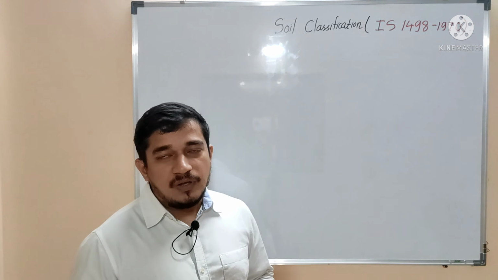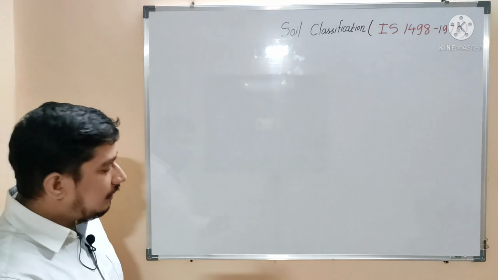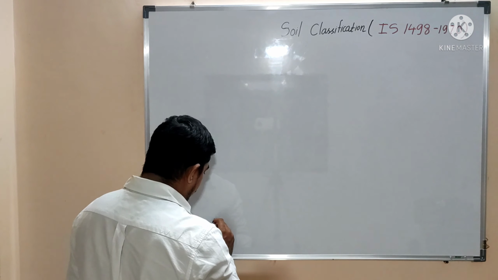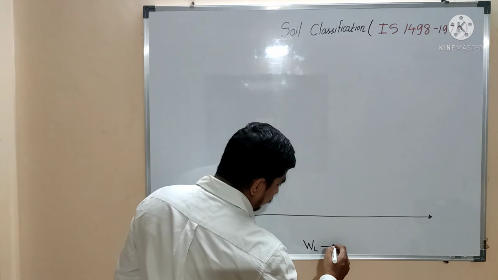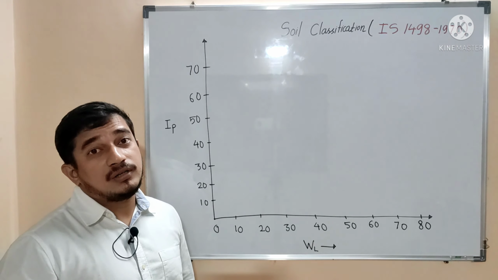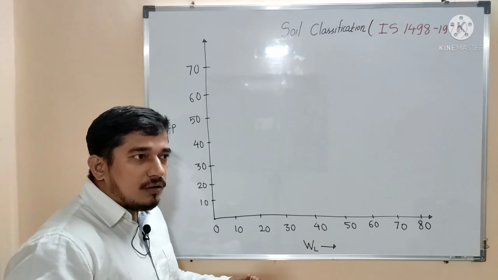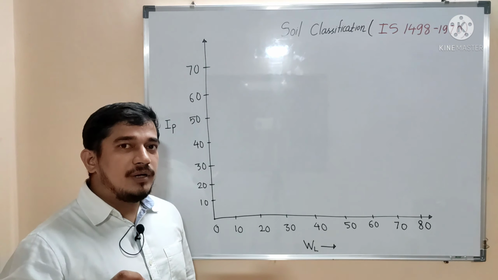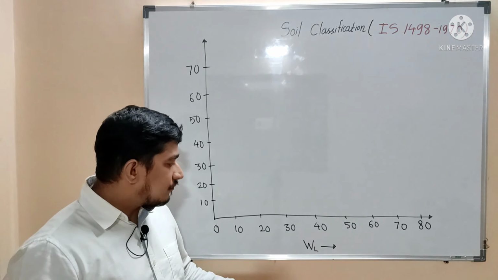So I will draw a plasticity chart here. On x-axis there is a liquid limit, and on y-axis there is a plasticity index. The compressibility of a soil is generally indicated by the liquid limit. Okay, so these were the uses of the consistency limits. Compressibility is indicated by the liquid limit.